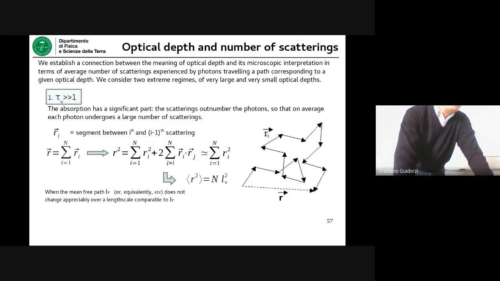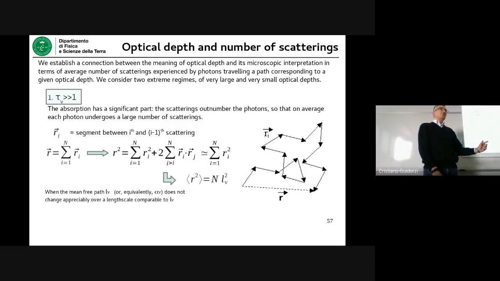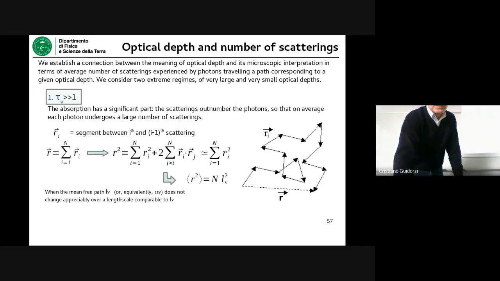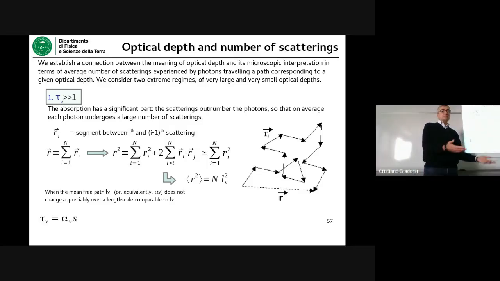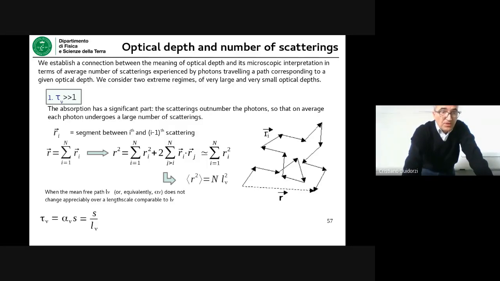Let's assume that the mean free path doesn't change appreciably over a length scale comparable to the mean free path itself. In general the absorption coefficient can be a function of the point in space, and as a consequence so is the mean free path. You remember that one is the reciprocal of the other: the absorption coefficient is 1 over the mean free path. Let's work out the corresponding optical depth. Assuming a constant mean free path means assuming a constant absorption coefficient, so the integral just becomes this, using the fact that the absorption coefficient is 1 over the mean free path.